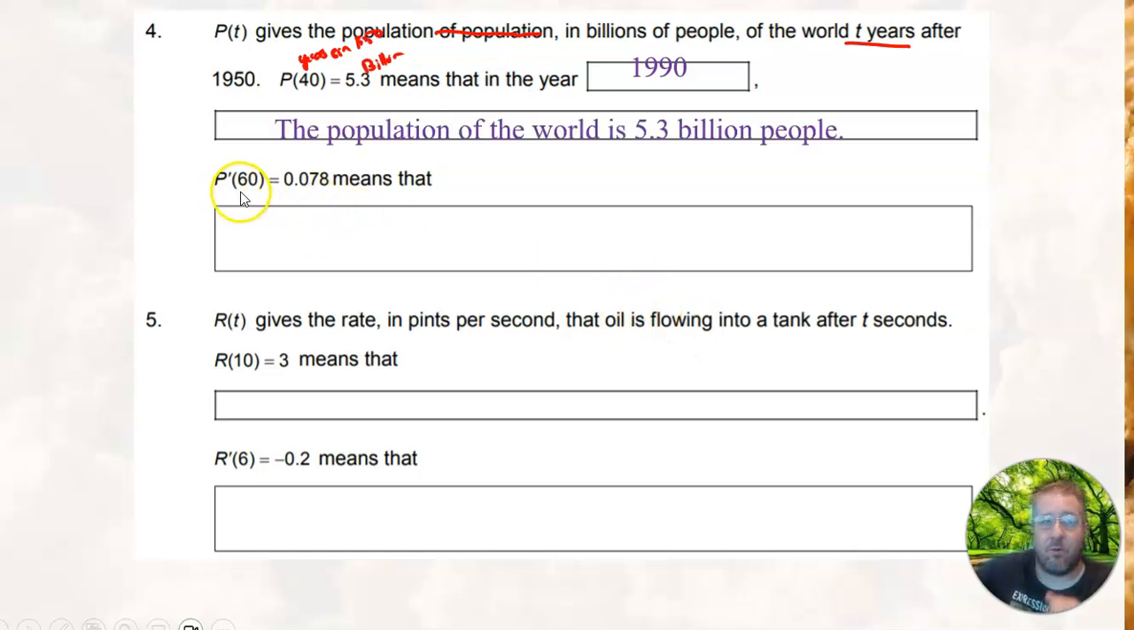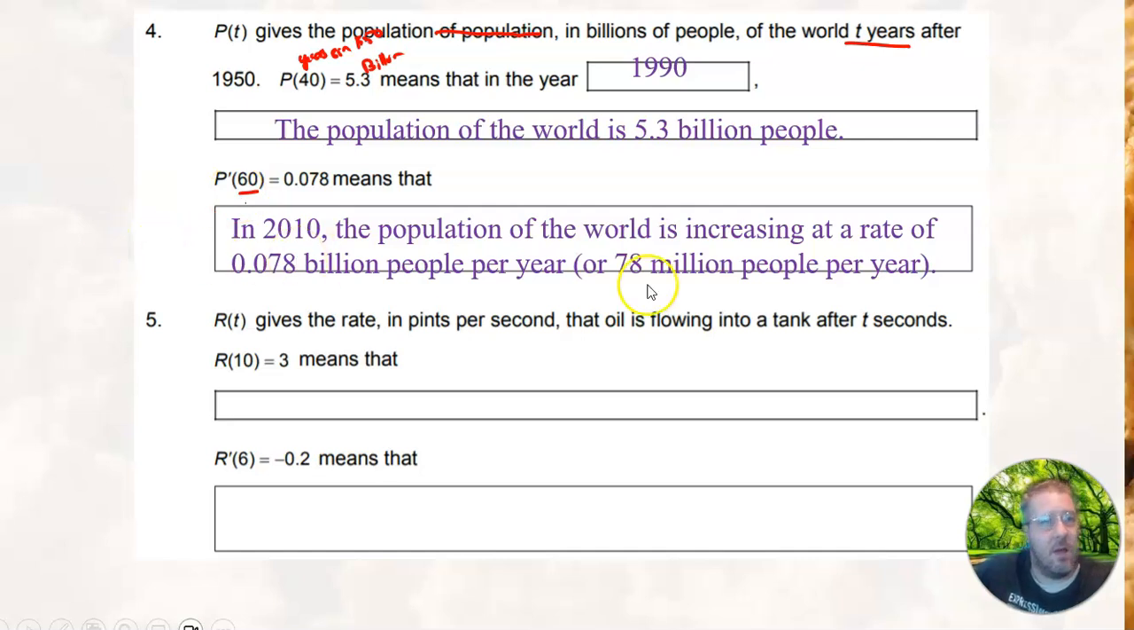So this is the rate of change of P. After 60 years, so in the year 2010, this is how much the population is increasing. That's pretty much exactly what I said. Make sure you're using the word increasing. If this was negative, you would say decreasing. Very important distinction. Don't write negative numbers in your contexts.